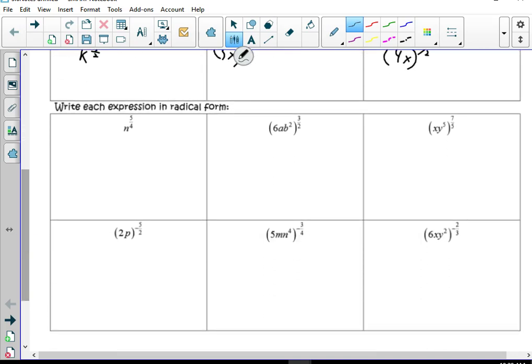Going the other direction. Same trick we did before. We write our radical. We put our n before, like a 5. And then we put our 5 here, our 4 here. Boom. That's it. Okay, we write our radical, and then we write the entire 6ab squared. But since it's all there, we can't just put a 3 here. We've got to put it in parentheses and do that 3 here and 2 there.